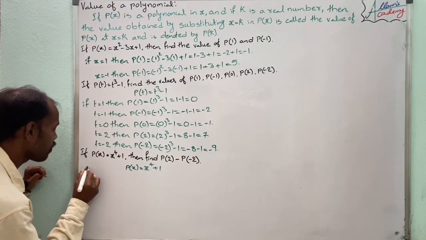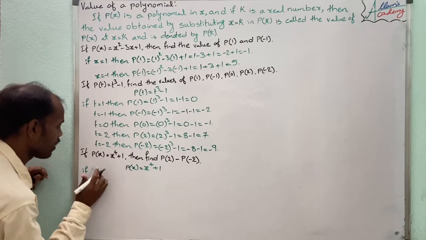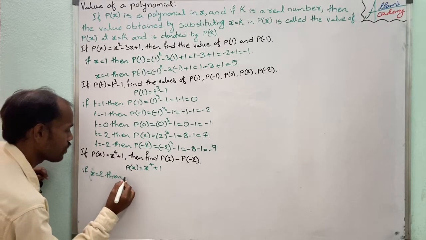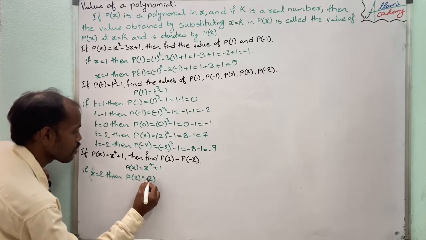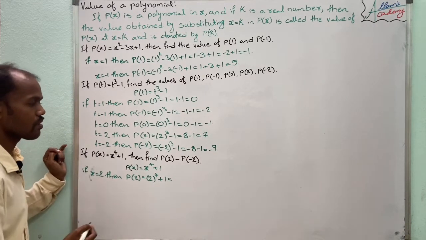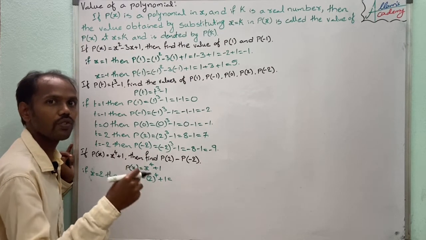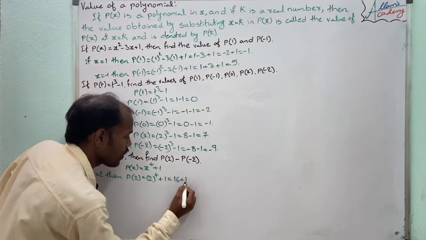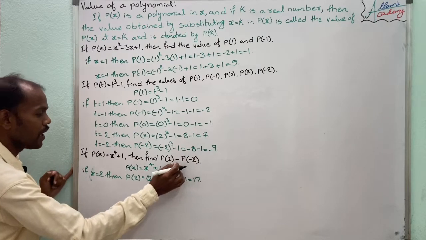That means, the polynomial is given, so if x equal to 2, then p of 2 equal to, in the place of x substituting 2, 2 power 4 plus 1. 2 power 4 means 2 multiplied by itself 4 times. So 2 twos are 4, 4 twos are 8, 8 twos are 16, 16 plus 1 equal to 17. Next, finding p of minus 2.